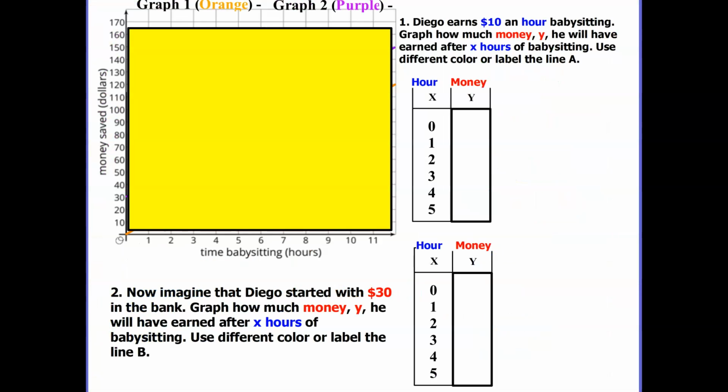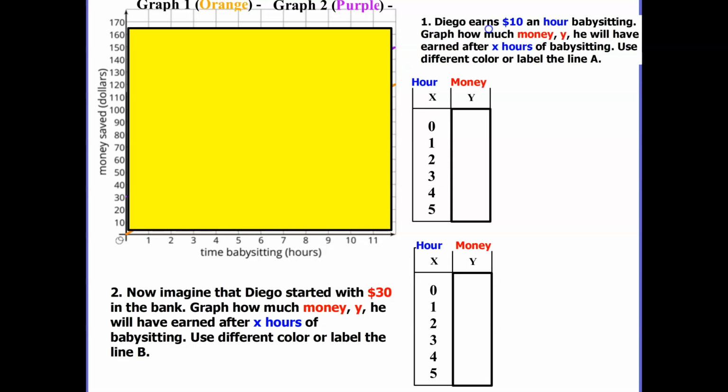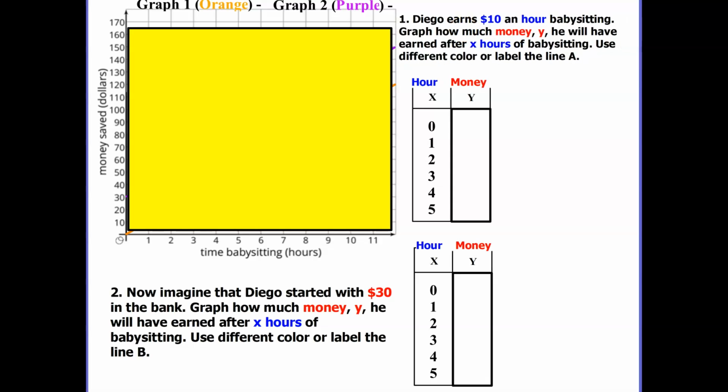So on these two word problems, we will look at the word problems and graph the lines. So here, the first word problem, it says Diego earns $10 per hour. Okay? So we will make a graph based on him working $10 an hour. The x-axis is how many hours he works, and the y-axis is how much money he makes.